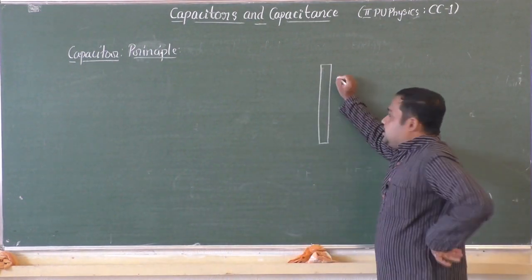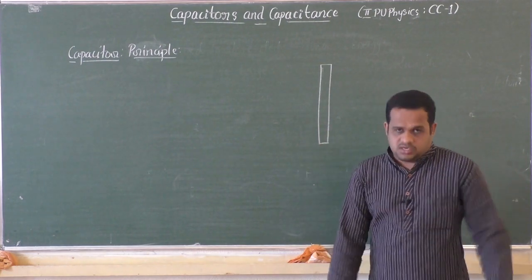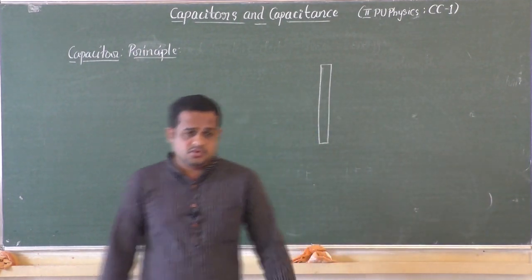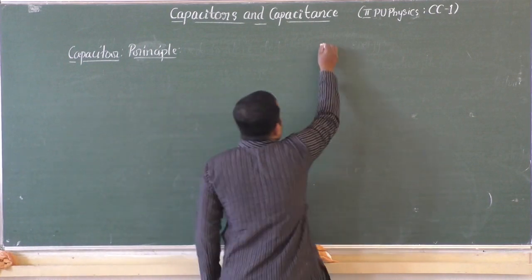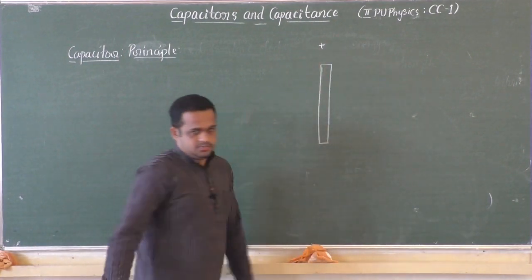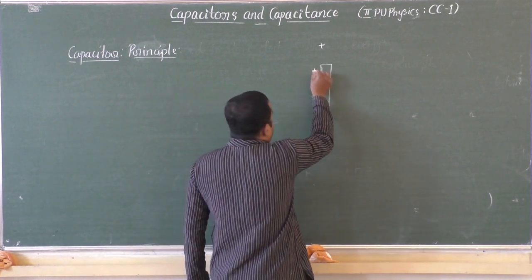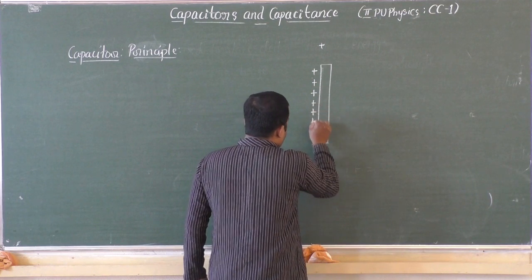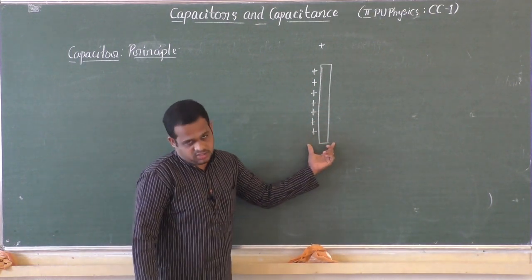Now, if this is a conductor, this conductor can be charged, or we can store charge in this conductor in different ways that you have studied in the previous chapter. Imagine this conductor is positively charged. That means electrons are removed from this conductor. So the magnitude of positive charge goes on increasing. That means now this conductor is charging.